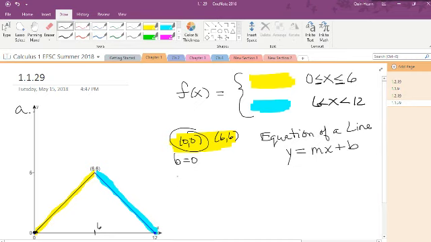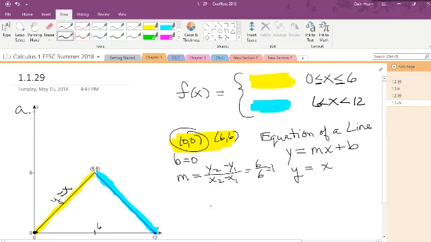And we can easily figure out the slope m by using y2 minus y1 over x2 minus x1, which is going to give you 6 minus 0 is 6 over 6 minus 0 is 6, which is going to give you a slope of 1. So we have y is equal to 1x, or just x, plus 0. So this is actually a piece of the line y equals x, the piece restricted to the interval from 0 to 6. Okay, any questions so far on that part?